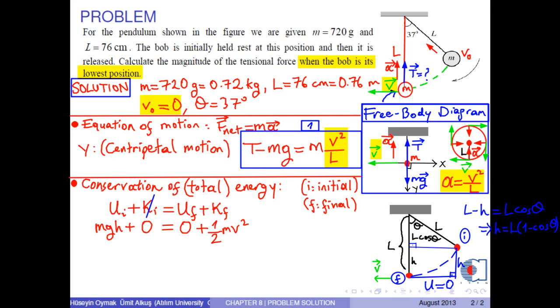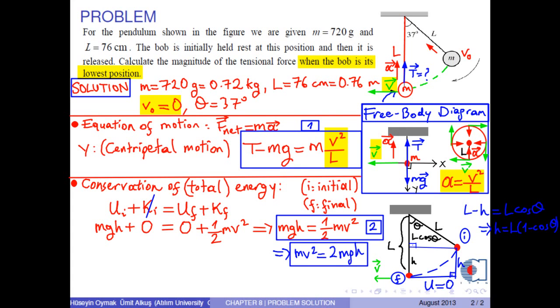As a result, the conservation of total energy can be written as m times g times h equals 1 over 2 times m times v squared. From which we obtain an expression for m times v squared as 2 m times g times h. If we substitute this expression into equation 1, we get T minus m times g equals 2 m times g times h over L.